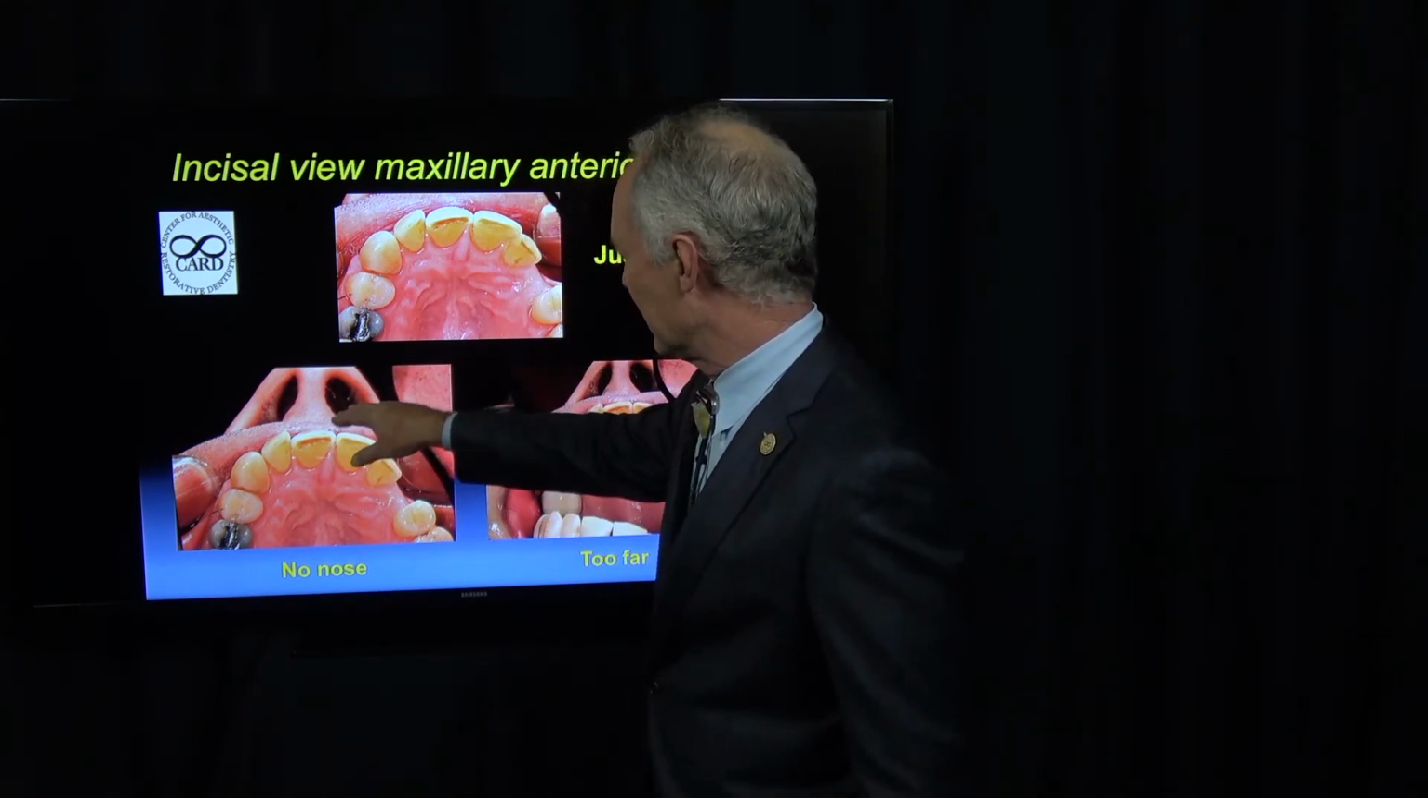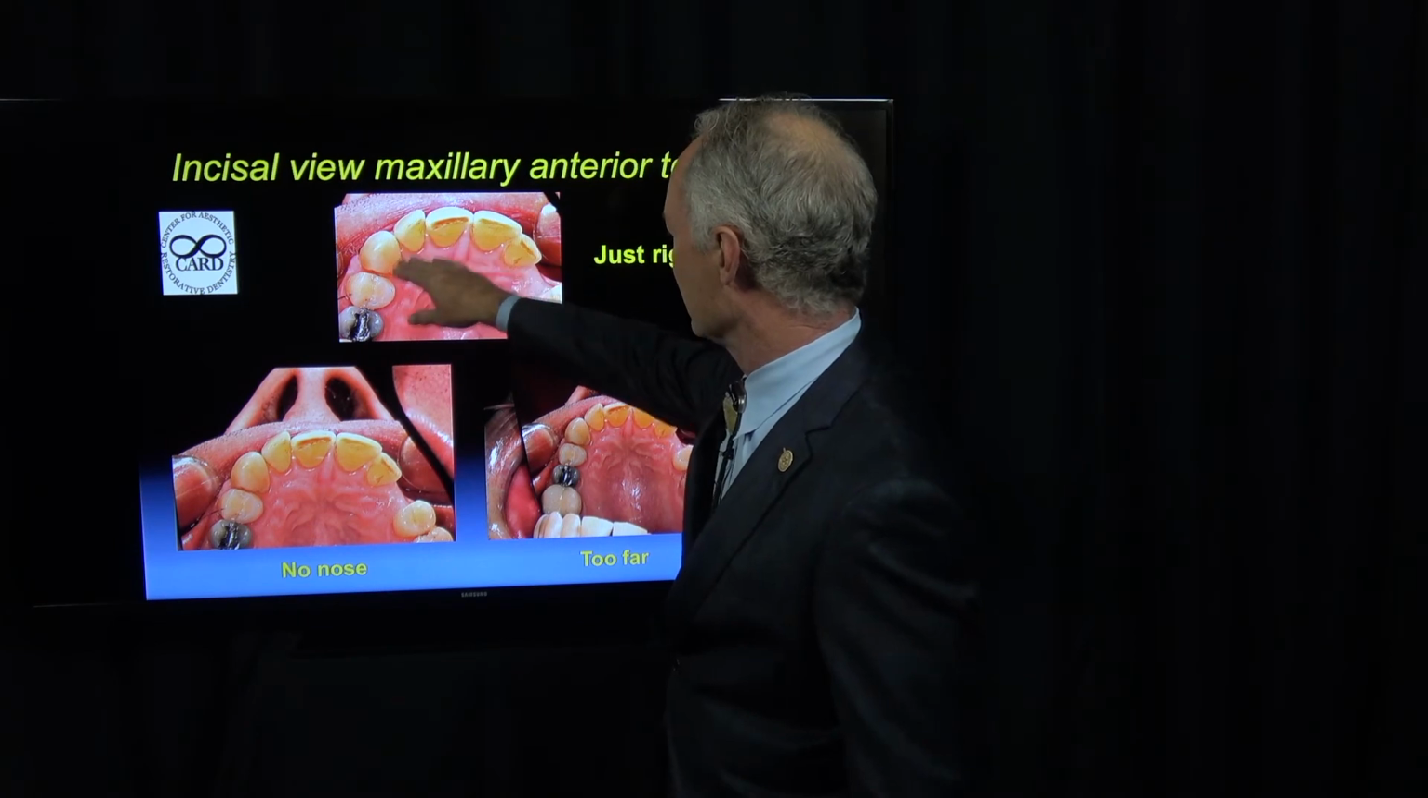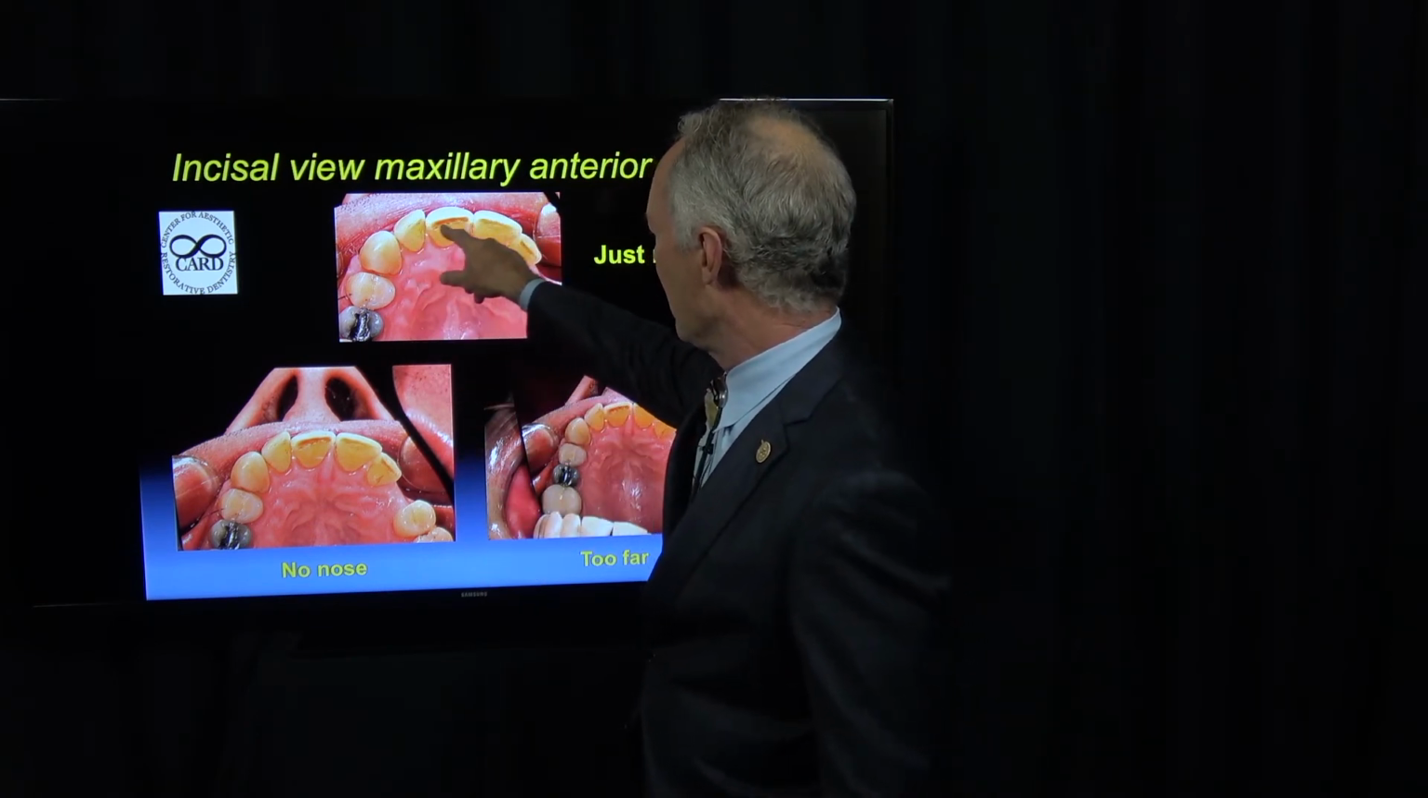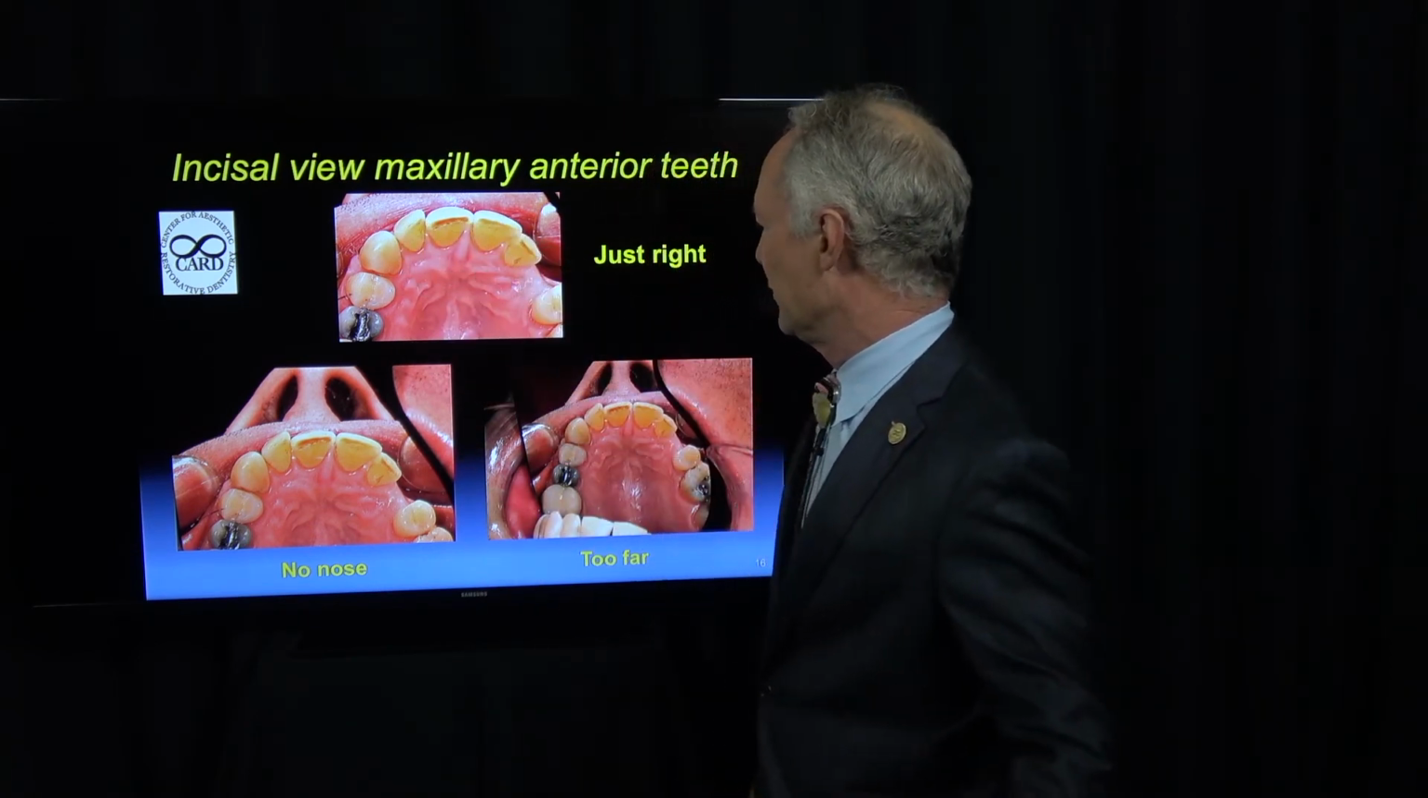And this is terrible, up the nose. This is about right here. See, and you can see the wear on the incisal edges of those maxillary anterior teeth.